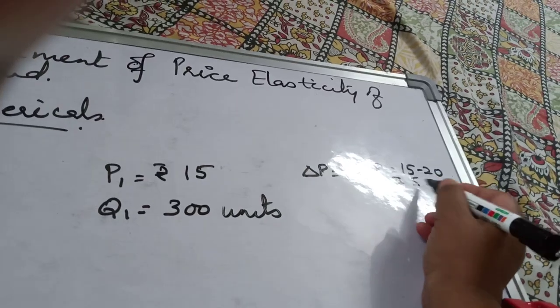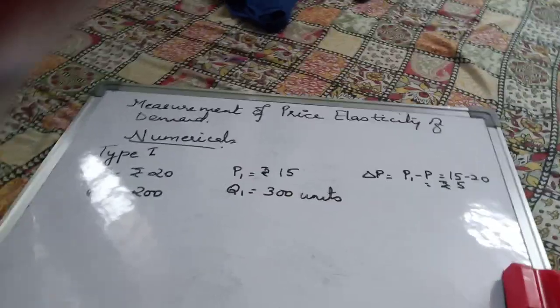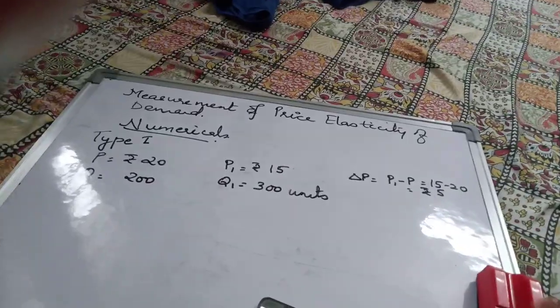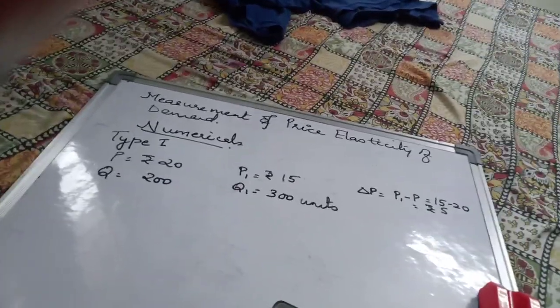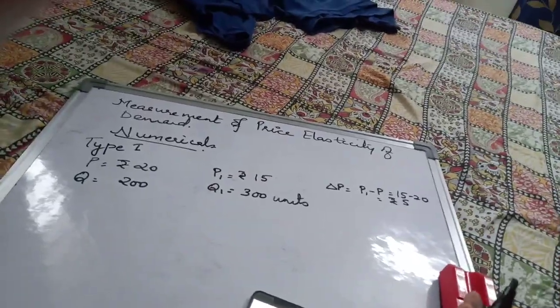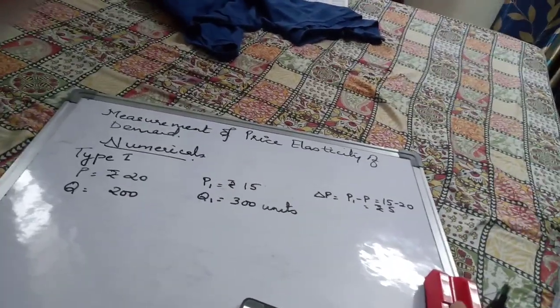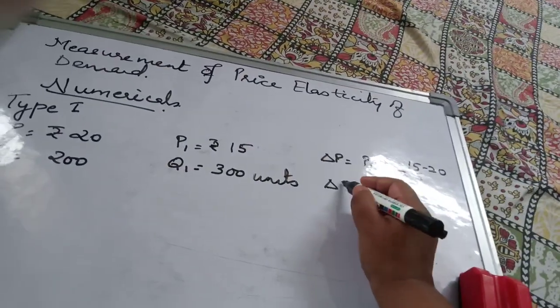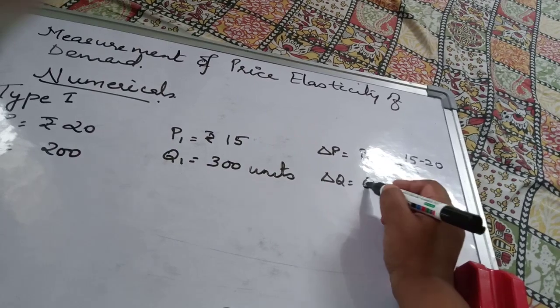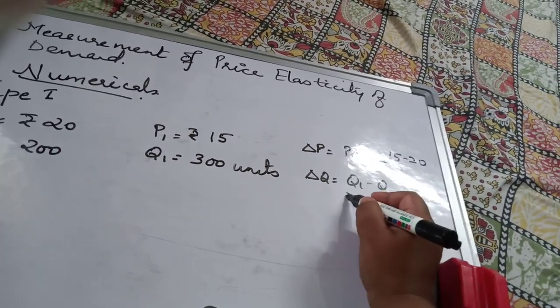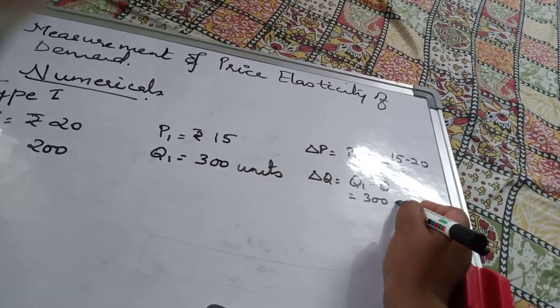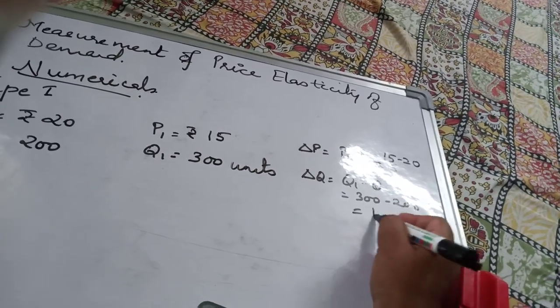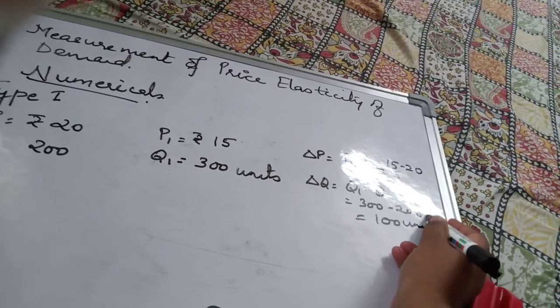You're not going to take the sign here, because if you take the sign, the question may get complicated. You can take the sign, but then each and everything sign has to be taken. So I would recommend that you should not take the sign and take the absolute value instead. Similarly, you can calculate delta Q. Delta Q is Q1 minus Q, which is equal to 300 units minus 200 units, which is equal to 100 units. Okay, right?